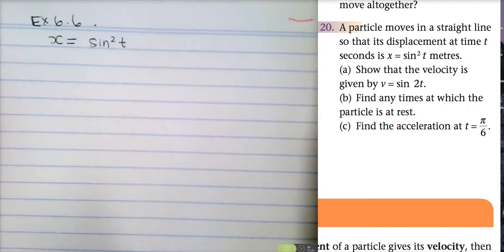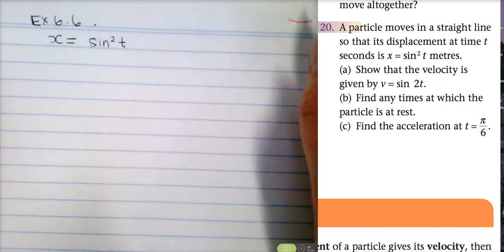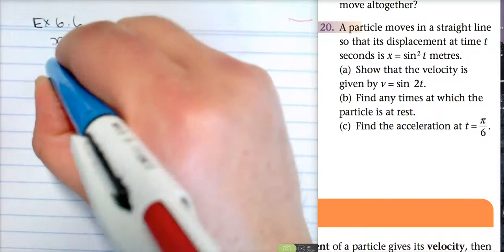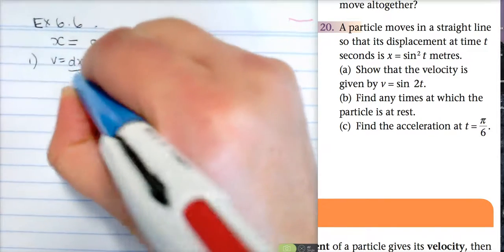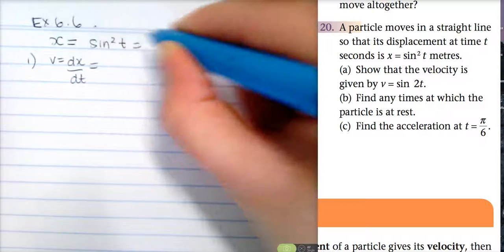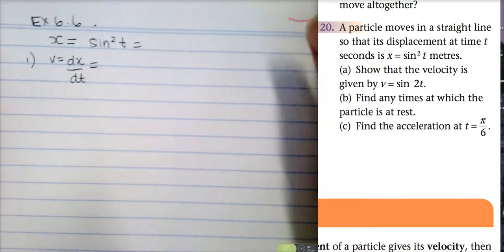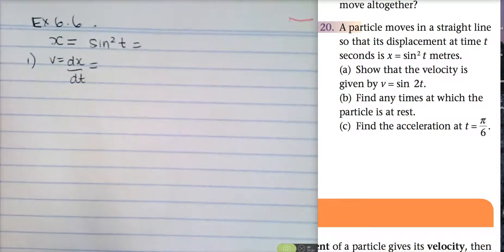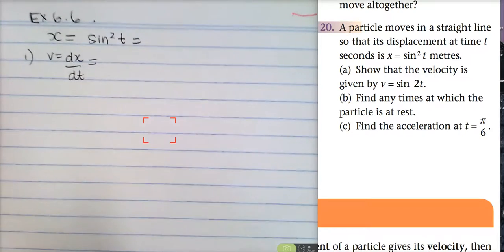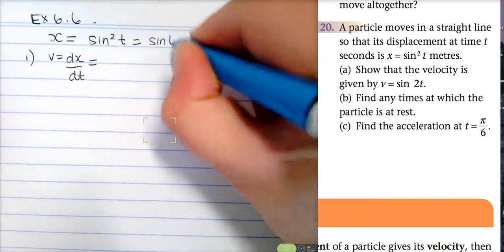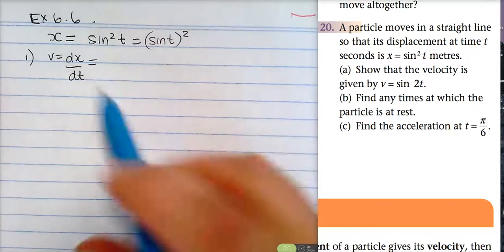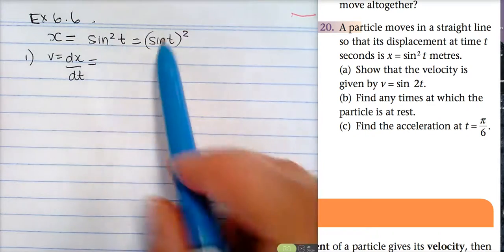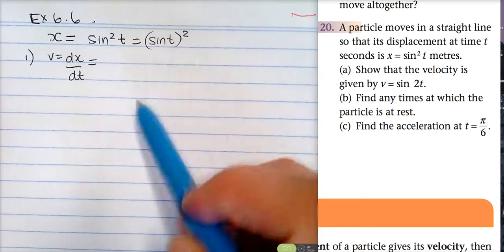It says, show that the velocity is given by v equals sine 2t. So, part 1, isn't velocity equal to dx dt? Now, this sine squared t, how are you going to differentiate it? What does sine squared t mean? Sine t times sine t, or it means sine t squared. I would do it like that. So, x is sine squared t, which is sine t squared.